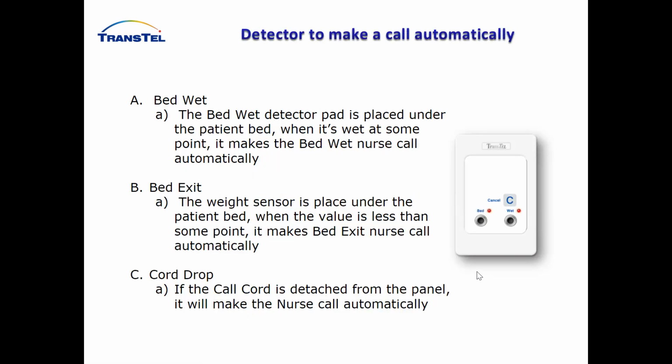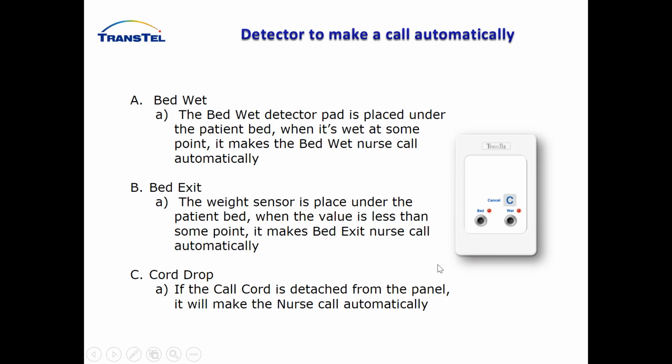This is the automatic nurse call. The bed wetting interface, but of course you have to install a bed wetting detector. The detector pad is placed under the patient bed. When the bed gets wet at some point, it makes the nurse call automatically. And also for the bed exit.